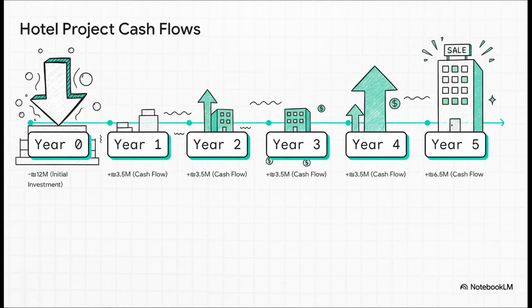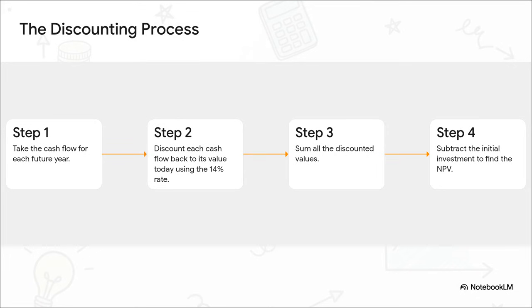This timeline really helps visualize the whole financial story. You see that big hit at the start, year 0? That's our 12 million going out the door. Then you see the steady, positive cash flows coming in each year. And notice that final bump in year 5, that's the normal cash flow plus the 3 million they get from selling the hotel. So here's how we actually do the discounting. We take the cash flow from each future year, one by one, and we bring each one back to its value today using our 14% rate. You'll notice the cash from year 2 gets discounted more heavily than year 1 because it's further away in time. We just do this for all 5 years, add up all those present values, and then subtract our initial investment.